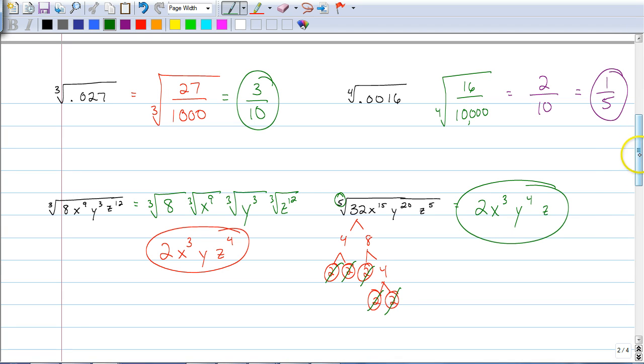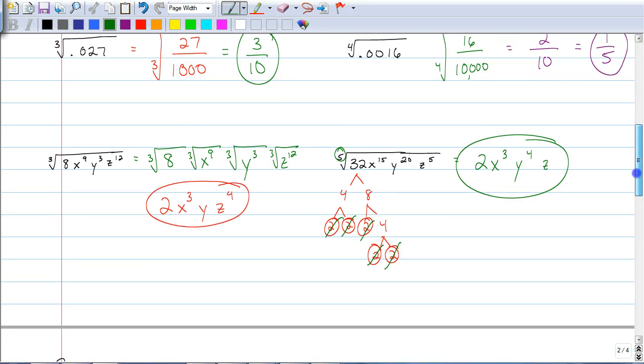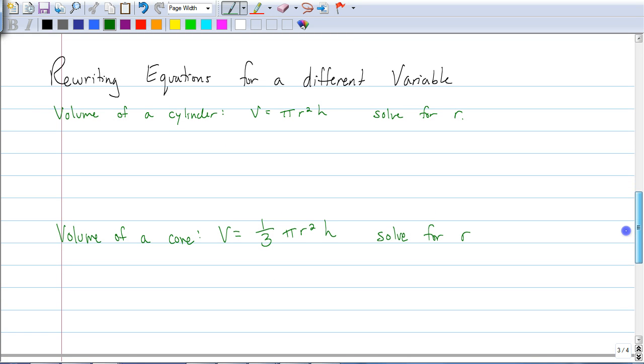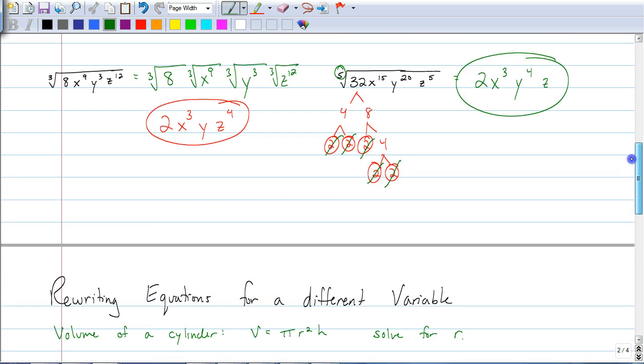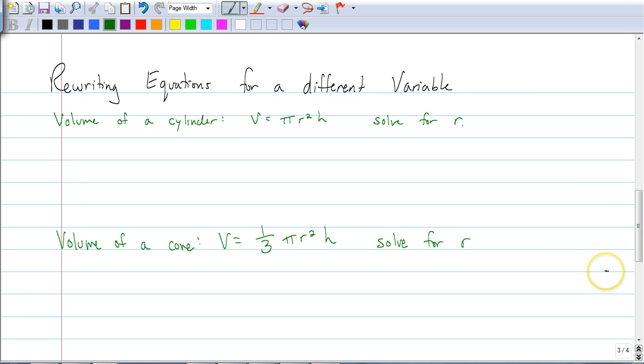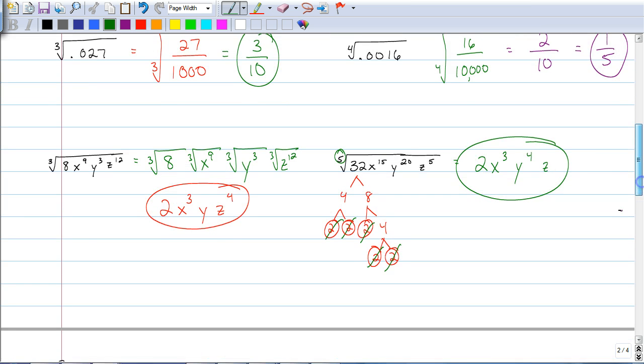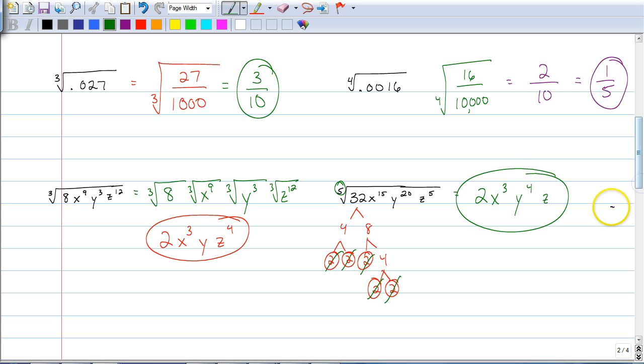Okay, so that is this first part of 8-4. We're actually going to do this 8-4 and 8-5 kind of different here. So 8-4 is, we're going to end this first part here, talking about how to simplify these radicals. In the next video, you're going to learn about how to rewrite equations for a different variable, and you're going to learn about the geometric mean. And then we'll also cover in the next video how to simplify equations where it doesn't work out nicely like this, and that's what 8-5 is all about.